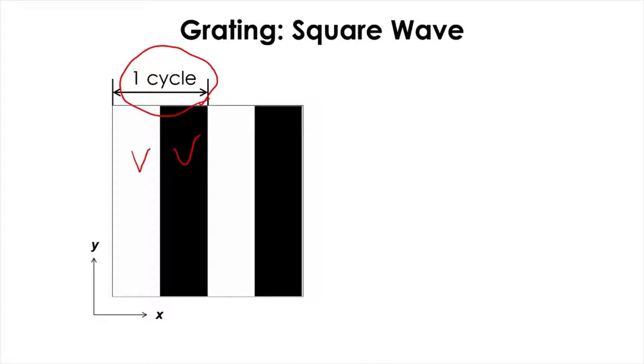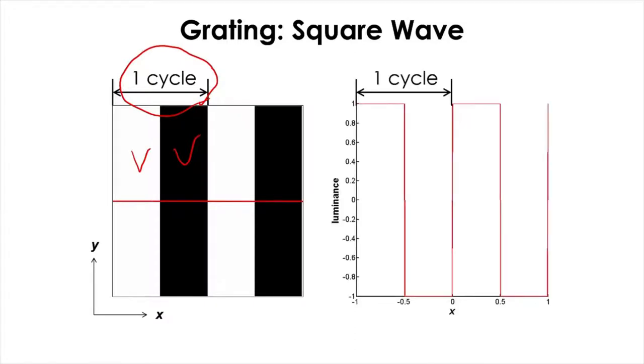Typically, we think of these gratings as having sharp edges, like the bars shown here. These gratings have become known as square wave gratings because their luminous profile looks like a square, as you can see on the right. So when you cut through the square wave along the x-axis and plot its luminous profile, you will see these abrupt changes in luminance alternating between the maximum and the minimum. And then they have the same width.